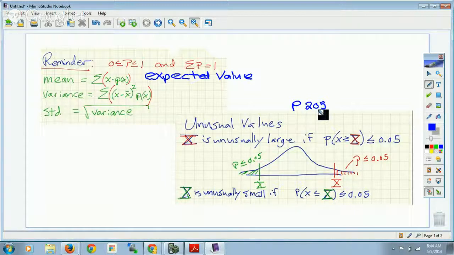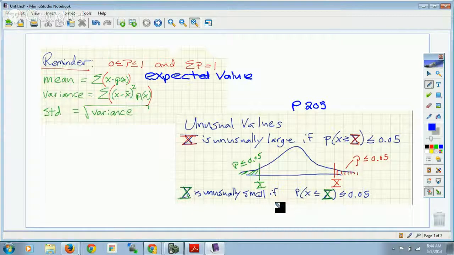Unusual values. X is considered unusually large, like maybe the probability of having 6 or 7 out of 7 girls, if the probability of that happening or higher, that's what this says right here, the tail on the right, if that probability is less than 5%. Okay. Sometimes we'll even say less than or equal to. Is the 5% fixed? No. Some situations we want it to be less than that.